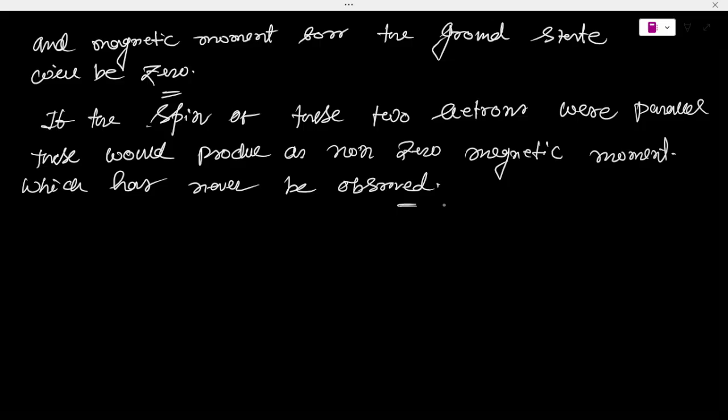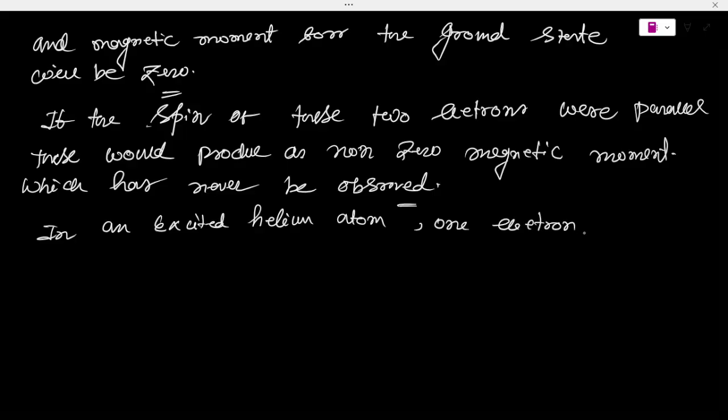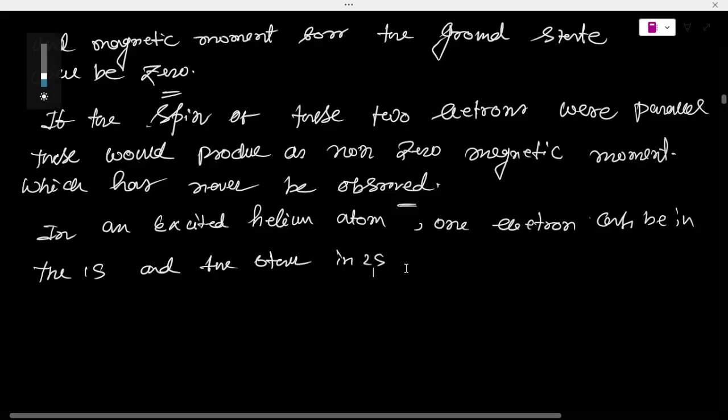Okay, so you can write it or not, but let's say we write the second two lines: in an excited helium atom, one electron can be in the first state, 1s, and the other will be in the second state.